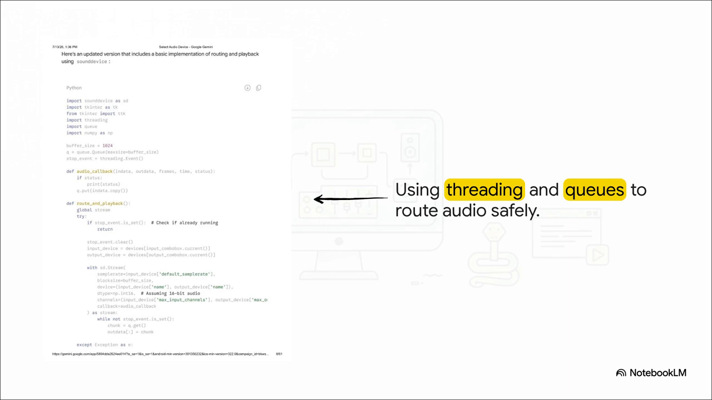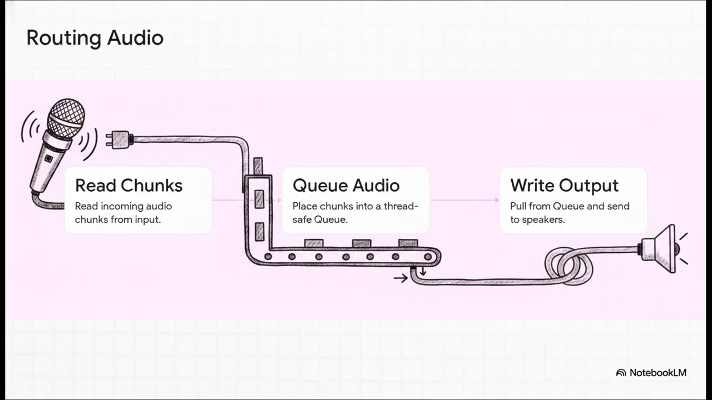Essentially, here is how we plug in that virtual cable. The callback reads chunks of incoming audio, tosses those chunks into a waiting line, which we call a thread-safe queue, and then a separate background loop continuously grabs data from that queue and feeds it straight to your speakers.